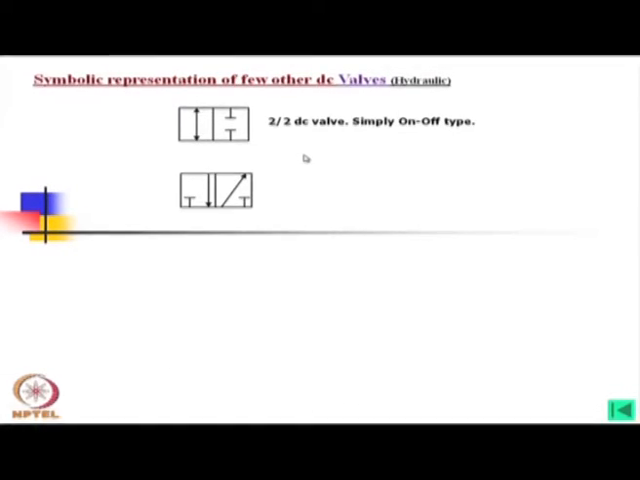Now, if I look into this, what should be its name? First we should count how many ways there are, how many ports there are. So, definitely it is 3. Now, as there are 2 icons, 2 blocks, this must be 3 by 2.